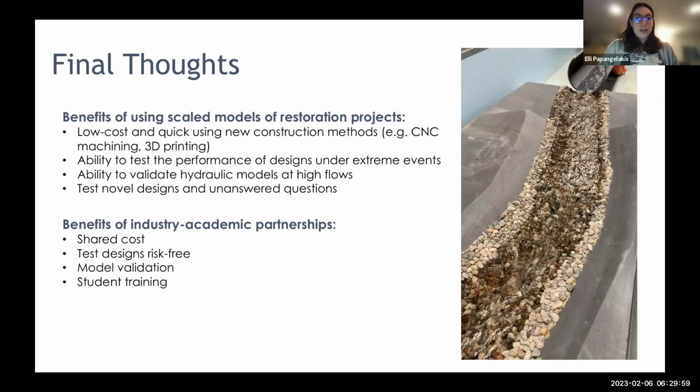I think this project also showcases the benefits of industry academic partnerships. You can share costs. Again, you can test designs risk-free. And I think a really big part is also student training. Students get to work with some of these models. They get to work with AutoCAD. They get to look at restoration designs, how they're designed, and actually get some of that hands-on experience, which I think is also really great from a training perspective.